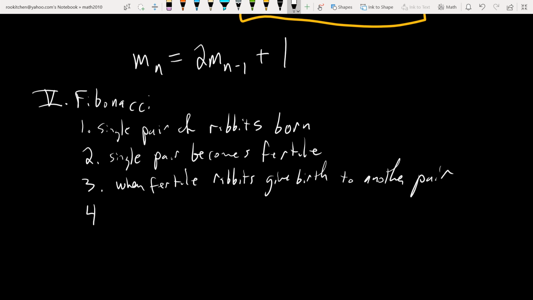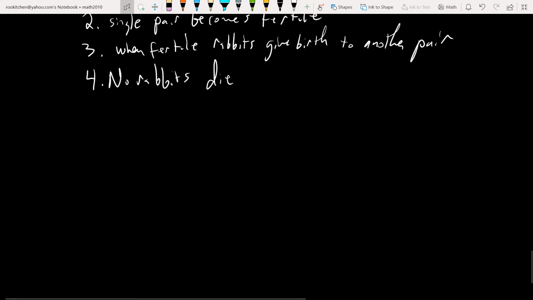Okay, and then fourthly, no rabbits die. Okay, so let's take a look. We're starting with our initial value, which is just one pair. We're not going to write 2 for 2 rabbits, we're just going to write 1 for 1 pair. So we're going to call the first f sub 0 and call that 1.